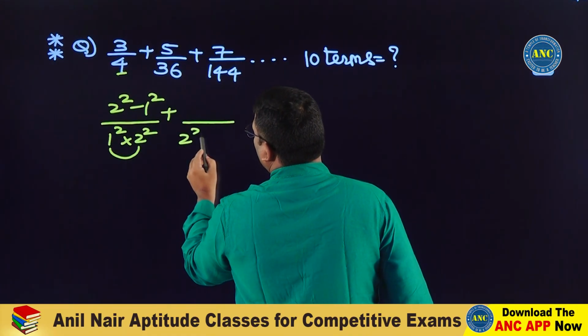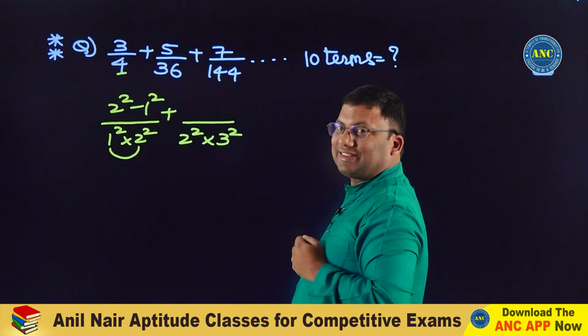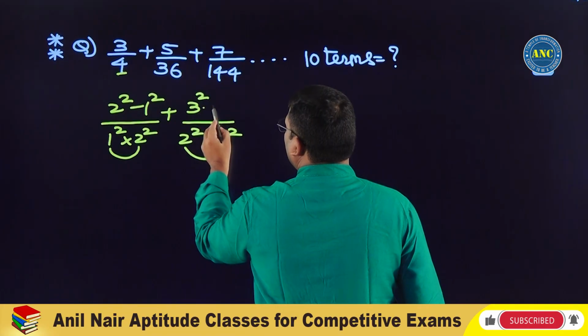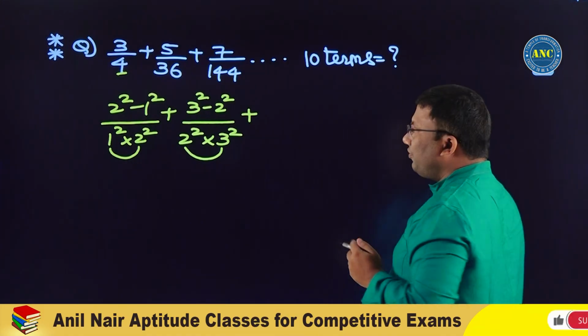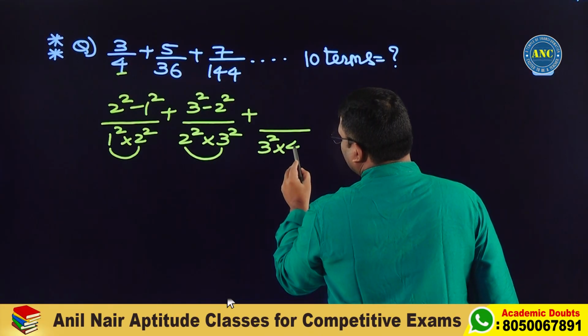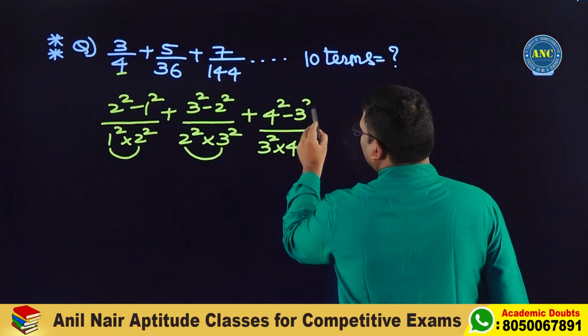36 is 2 square into 3 square. 4 nines are 36. Numerator is 3 square minus 2 square. 9 minus 4 is 5. 144 is 3 square into 4 square. Numerator is 4 square minus 3 square.